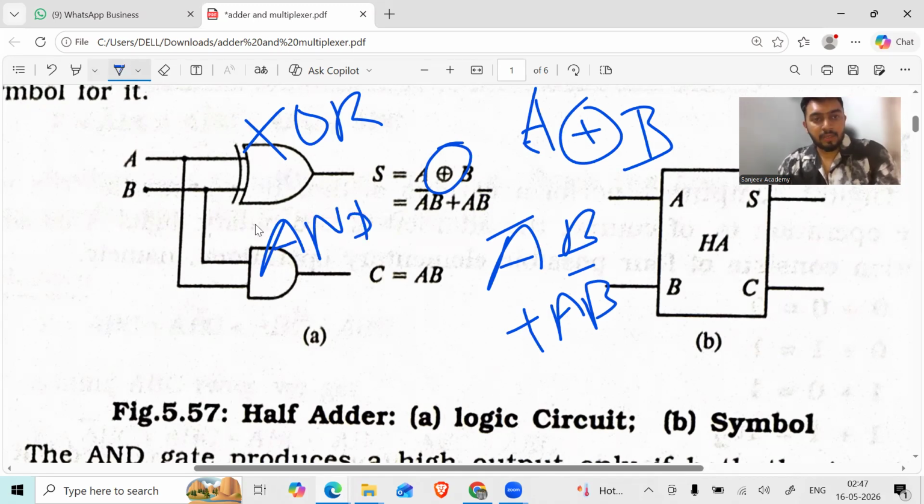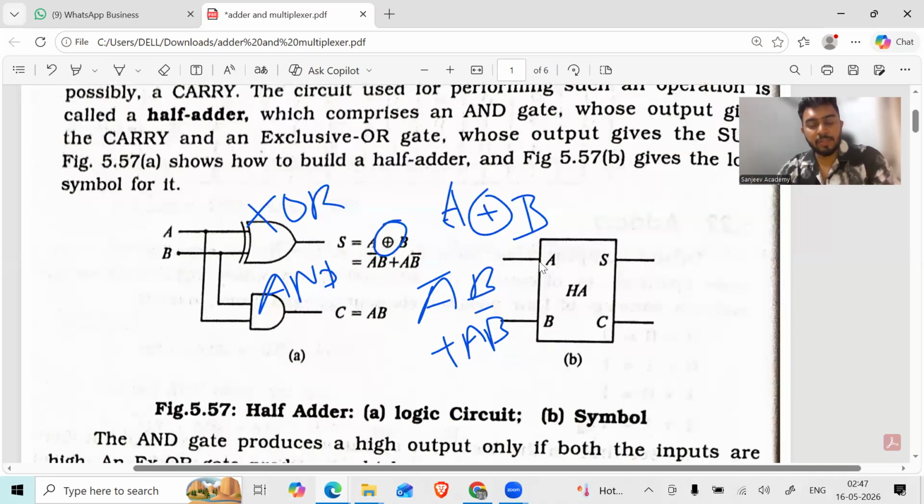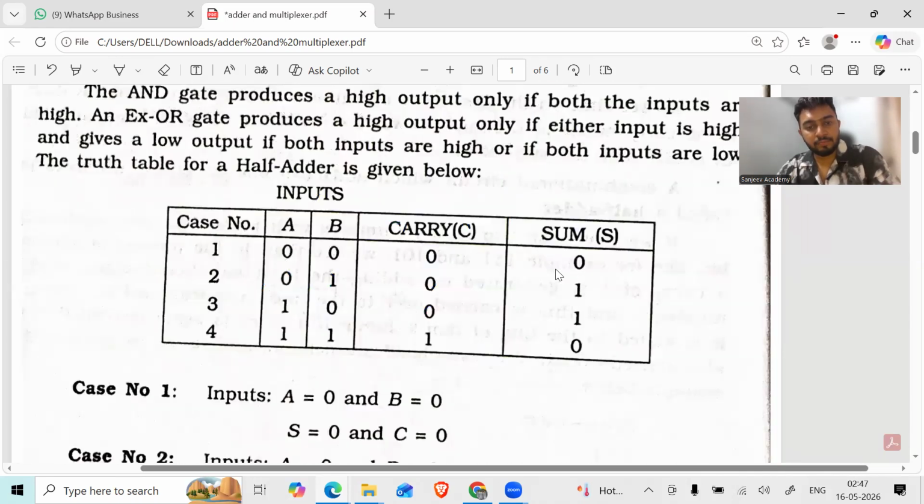Again, coming in engineering, diagrams are very, very important. If you draw diagrams properly, you'll get the full mark. So these two diagrams, notes I'll be sharing later on. So I want you to learn those diagrams by heart.